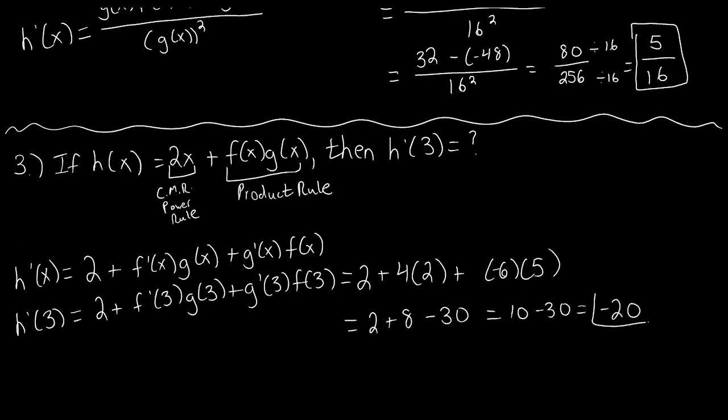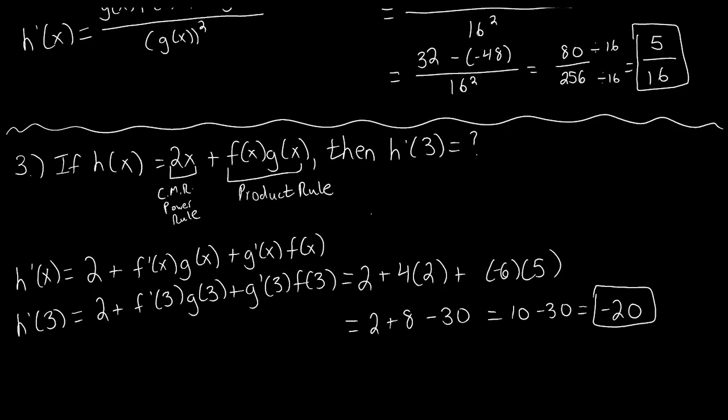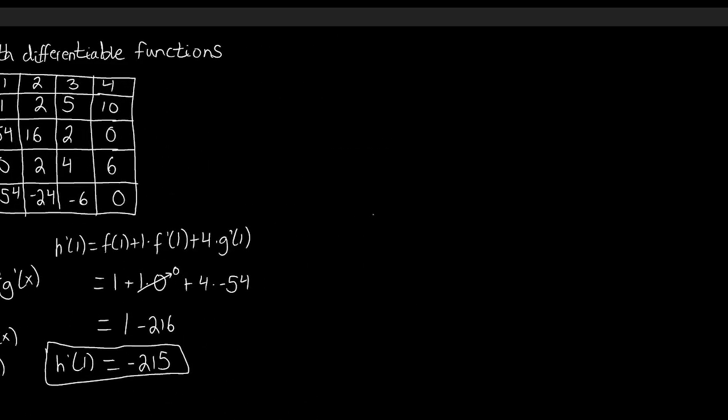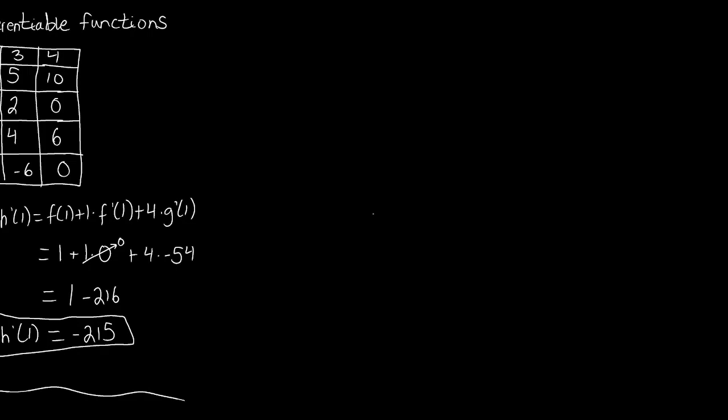So in this case of how we've defined h of x, we found our derivative, and then we evaluated h prime of 3 to be negative 20. So we have one more situation for a definition of h of x that we're given, and that's question 4. So what question 4 asks us to do, I'm going to go ahead and give us some room here.